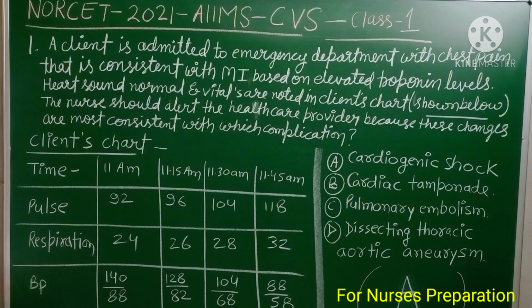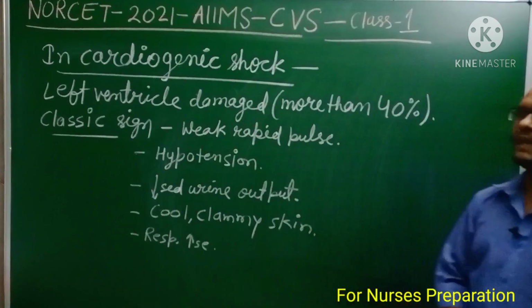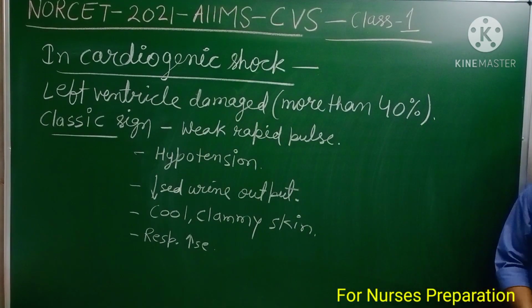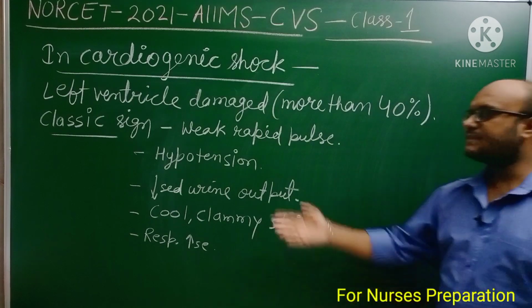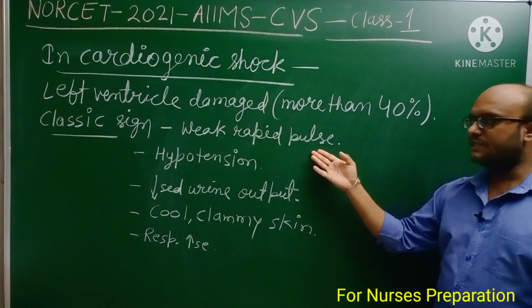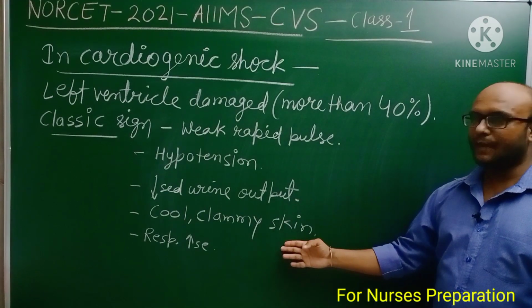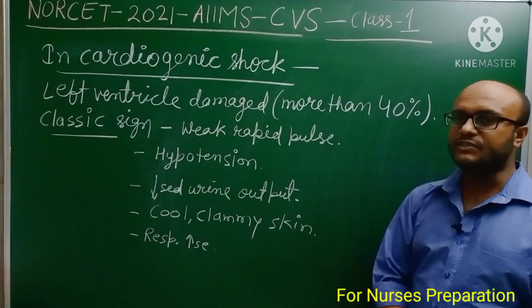Let's understand cardiogenic shock. In cardiogenic shock, the left ventricle is damaged by more than 40%. Important classical signs of cardiogenic shock are weak rapid pulse, hypotension, decreased urine output, cool clammy skin and increased respiration rate.